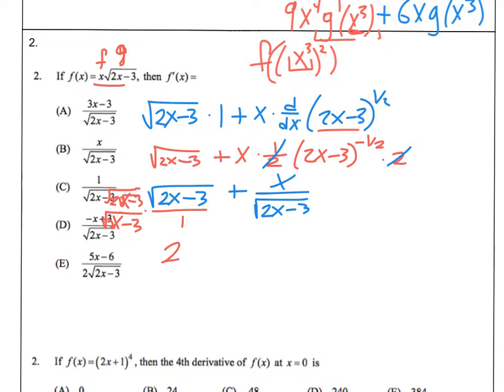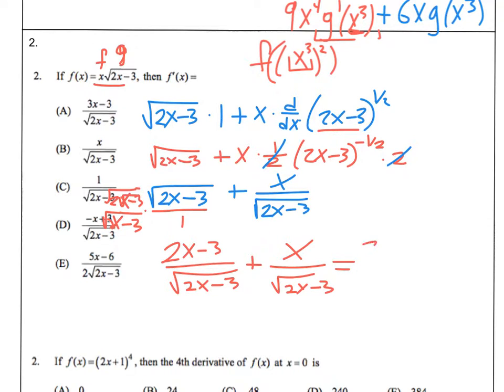On top, that gives us 2x minus 3 over the square root of 2x minus 3, plus x over the square root of 2x minus 3, which is going to be 3x minus 3 on top, square root of 2x minus 3 on the bottom, which happens to be A. I had tried to take a look at another kind of cool way to do this by combining those into one at the beginning, and then that ended up making a mess, so I'm not going to go down that path, and you can ignore that.